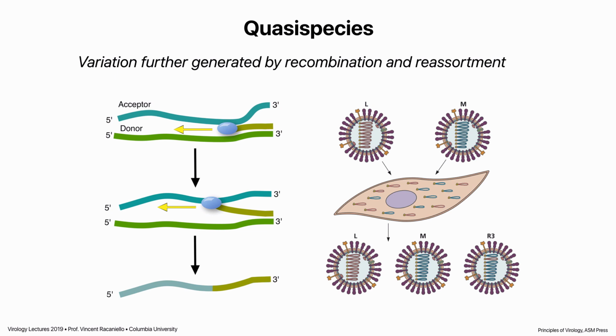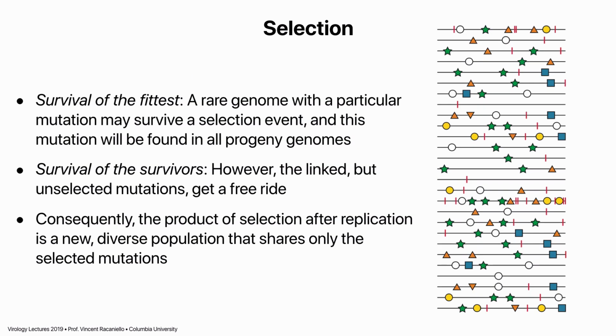So recombination can contribute to the diversity, as can reassortment. Viruses with segmented genomes can reassort. The progeny can be mixtures of the parental segments. We talked about this way back in the beginning for influenza viruses. So the quasi-species diversity comes from mutation, recombination, and reassortment. So what happens when you infect a cell or an organism with a quasi-species? How does the selection look? So there is what we call survival of the fittest, the Darwinian concept, of course.